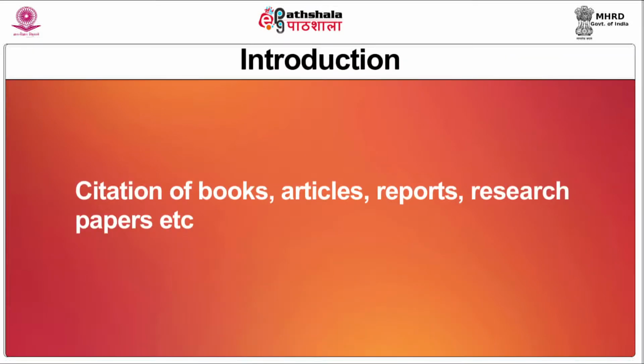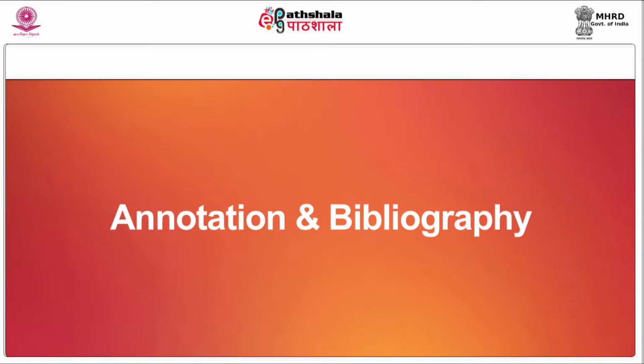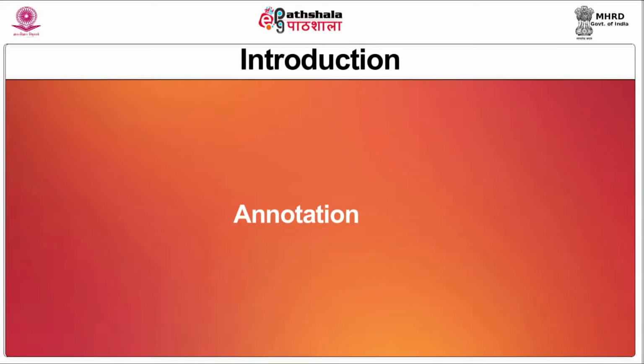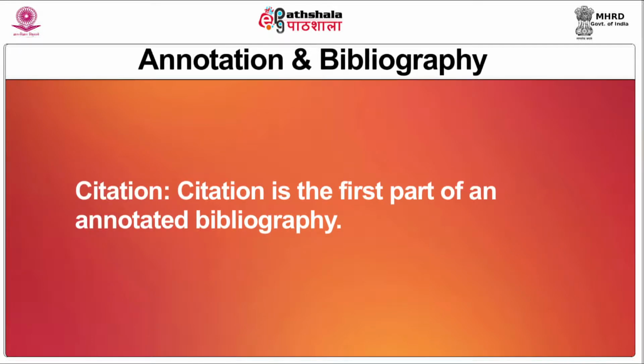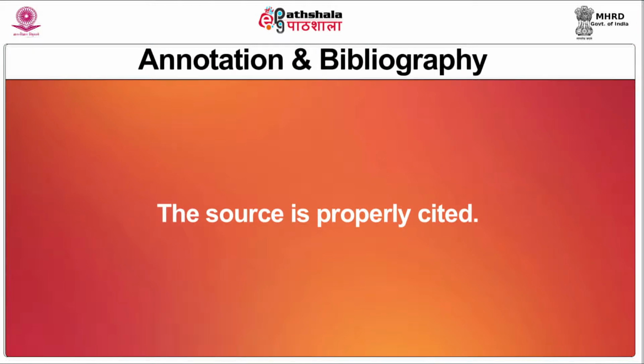The research sources may include citation of books, articles, reports, research papers, etc. Each citation is followed by a descriptive and evaluative paragraph. Annotated bibliography consists of two parts: citation and the annotation. Citation is the first part of an annotated bibliography. In this part, the source is properly cited.